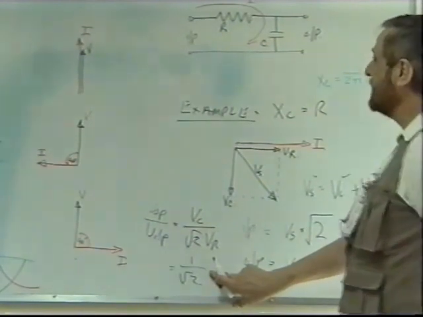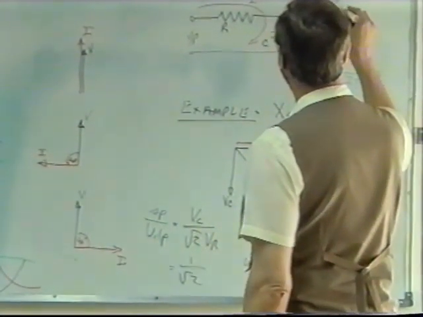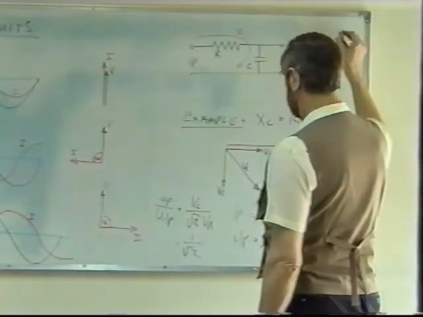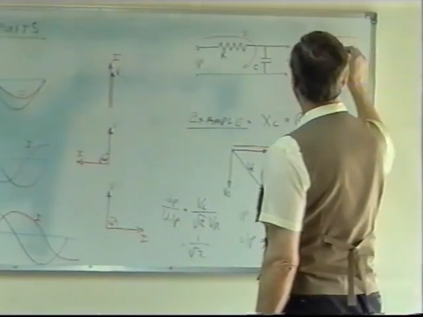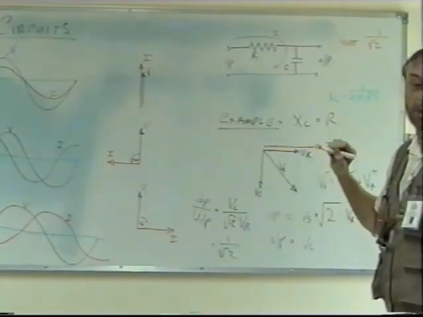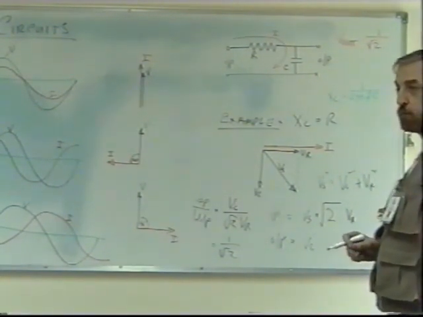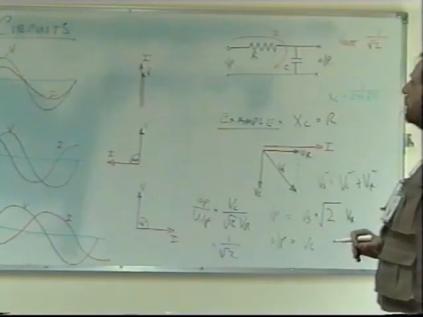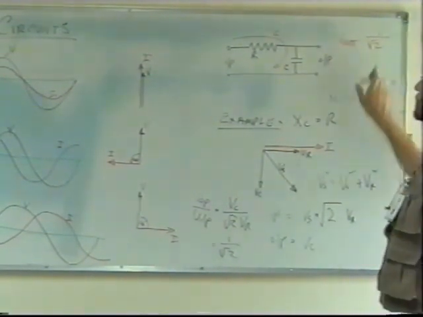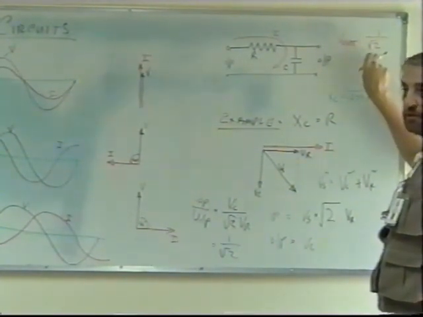All right? So when XC is equal to R, the output voltage, V output, from my filter, is equal to the ratio of 1 over root 2, 0.707, times the input. Okay? But if I wanted to know what this is as a power ratio, I have to take the square of this, because the power is proportional to the square of the voltage.